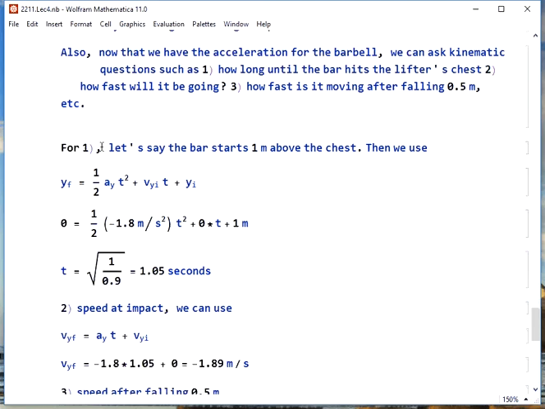So for number 1, if we say the bar starts 1 meter above the chest, we use this familiar long kinematic equation, and what changes is our acceleration is now negative 1.8 instead of negative 9.8 meters per second squared. If we solve this for t, we have 0 initial velocity and 1 meter height. We get just a little over 1 second for that.